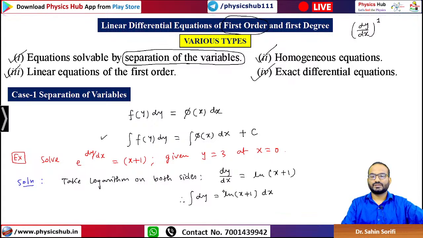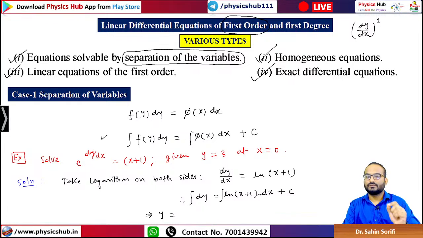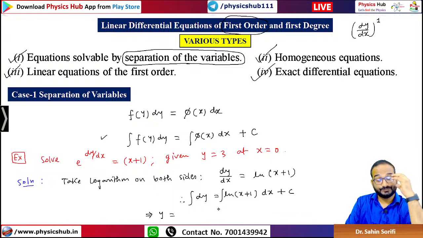So take integration on both sides. Okay. So the left hand side is quite simple. Integration of dy is y, and here you can see this ln(x plus 1) is one variable u and multiplied by 1. So you can use the u v dx formula. So if you apply this integration by parts formula, then you can integrate this. Do it by yourself, guys.